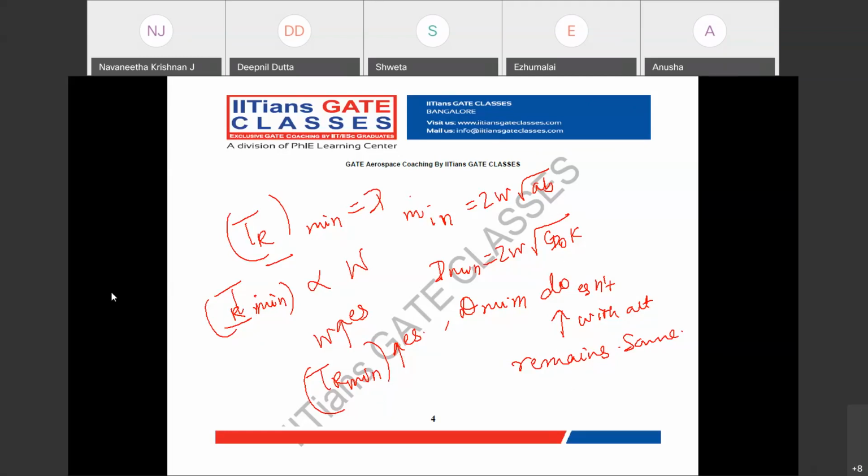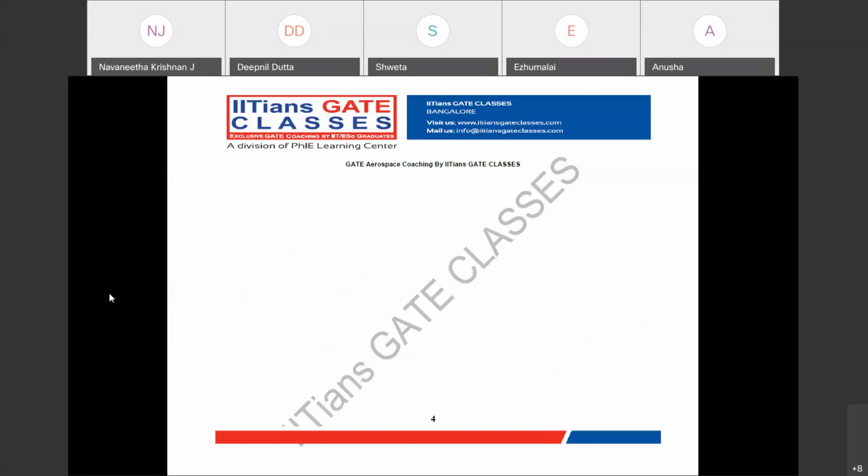Now we'll see what happens to piston engine characteristics. I already told you, for piston engine aircraft we always measure in terms of power, and for jet engine aircraft we always measure in terms of thrust.